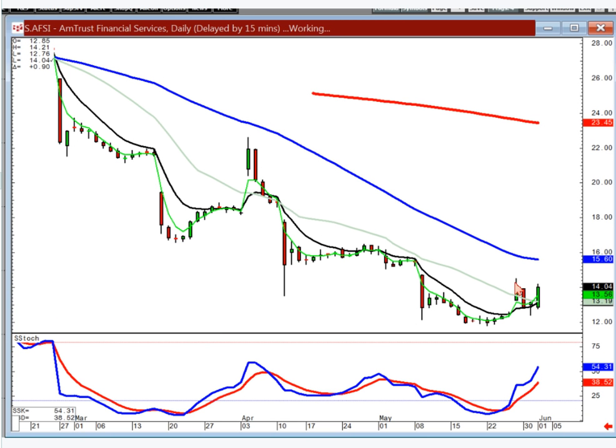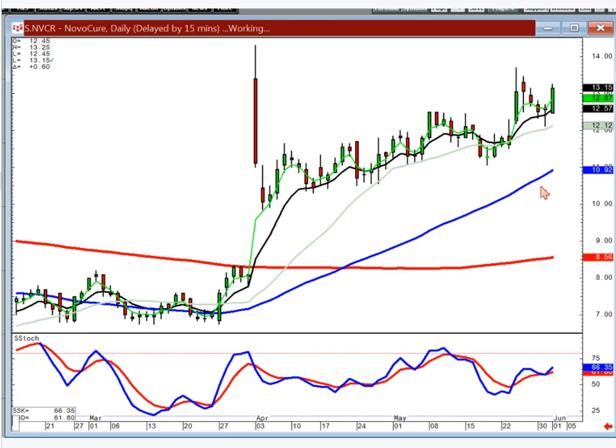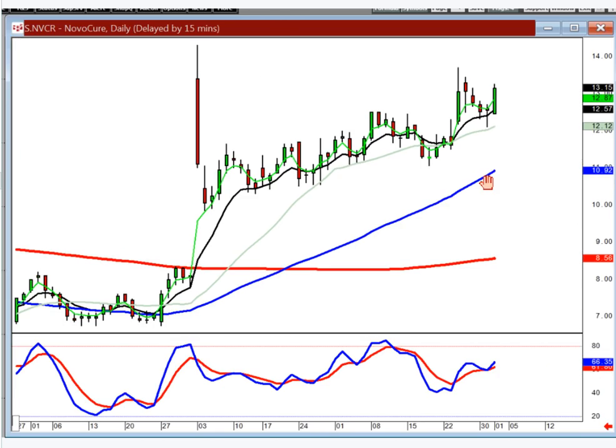AFSI, there's that little morning star signal after a best friend signal. This one can still be bought with the anticipation that it's going to come up to the 50, and if it breaks through the 50, now you've got kind of a scoop pattern breakout. So I'm looking at everything that I know improves the probabilities based upon what the patterns and the signals are telling us. NVCR, again, a left-right combo right here on the T line, telling us that this 45 degree is still in progress.